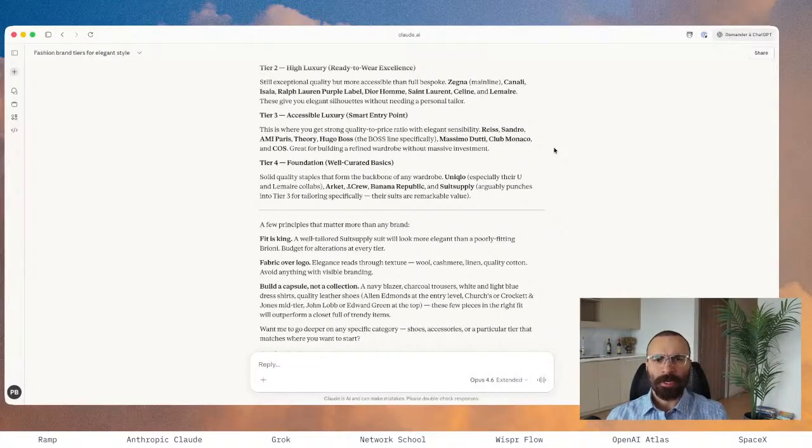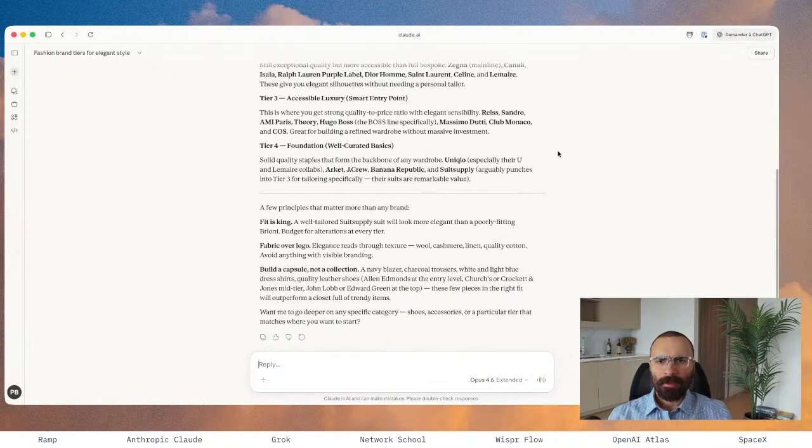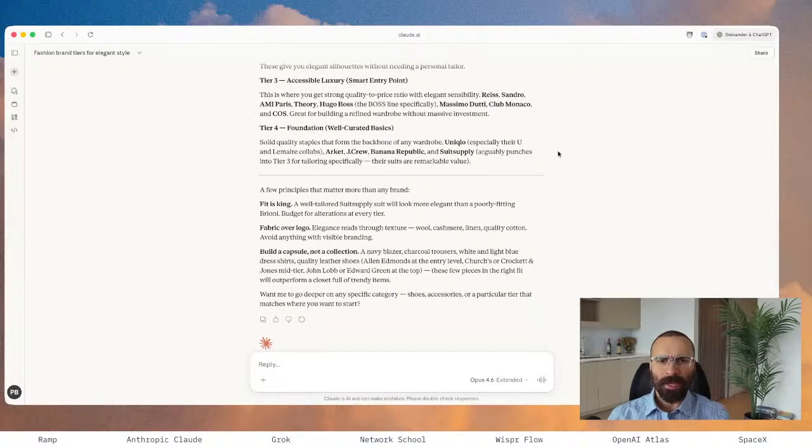Accessible luxury, smart entry point. This is where you get strong quality to price ratio with elegant sensibility. Reiss, Sandro, Ami Paris, Theory, Hugo Boss, the Boss line specifically, Massimo Dutti, Club Monaco, and COS. Great for building a refined wardrobe without massive investment. Tier 4, foundation, well-curated basics, solid quality staples that form the backbone of any wardrobe.